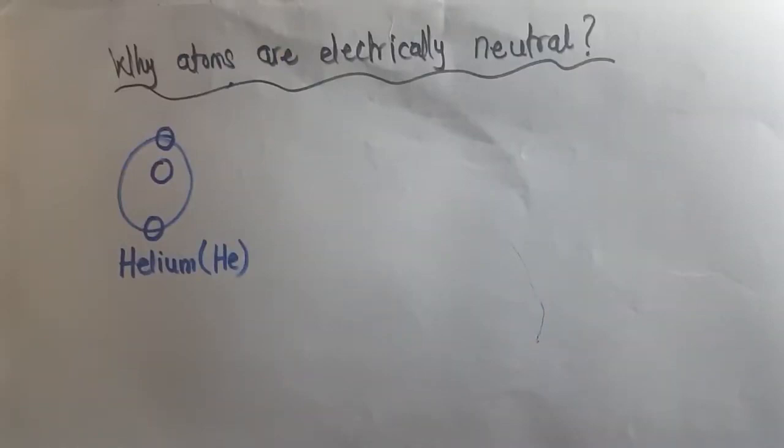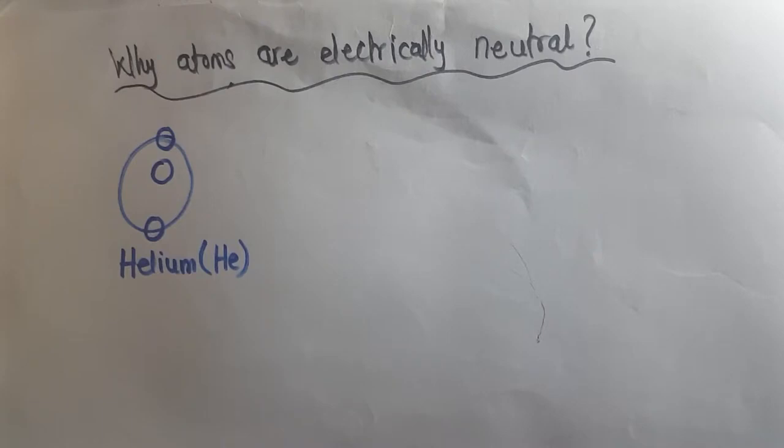There's a question students are mostly asked: why are atoms electrically neutral? And over here we can see the structure of helium. Helium is the second element and among the first 20 elements. Looking at helium, it has a neutral charge. Now I'm going to explain why.